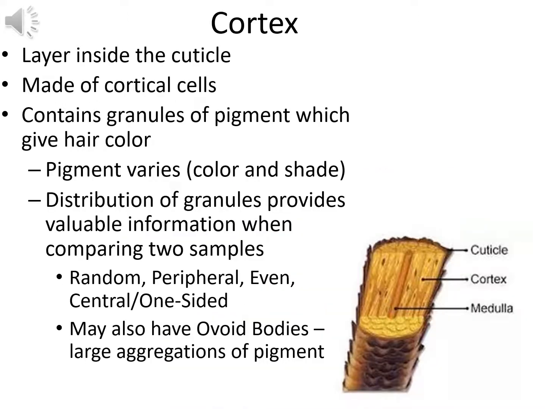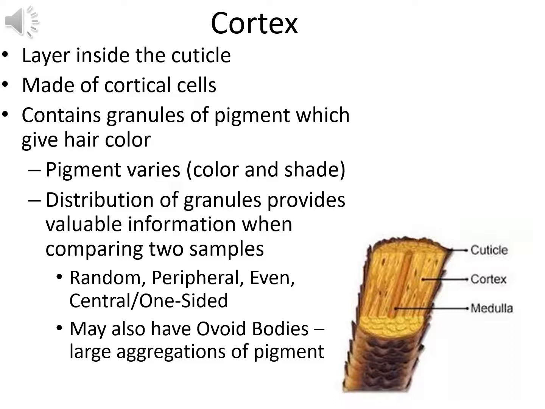Okay, so moving into the next layer, we have the cortex. That's the layer beneath the cuticle, and it's made of cortical cells. Here we have granules of pigment that give the hair its natural color. Pigment will vary, both color and shade, even within an individual's hair, right? Especially those of us who are older, like myself, who have some white or gray hairs mixed in there. So there's far less pigment, if any, in those.